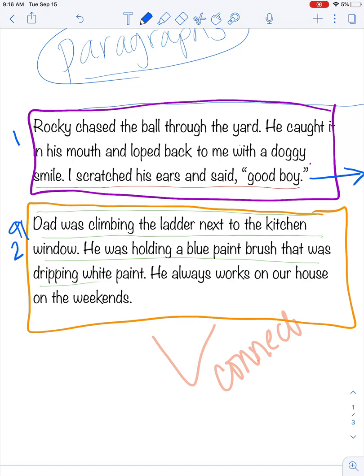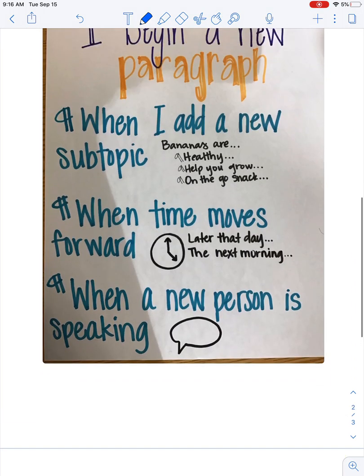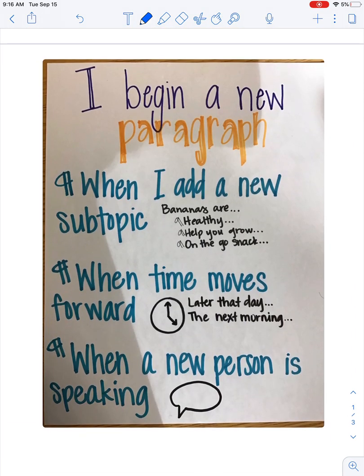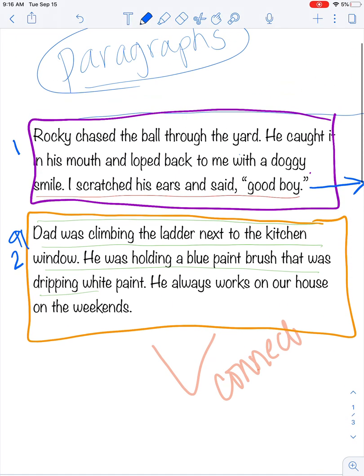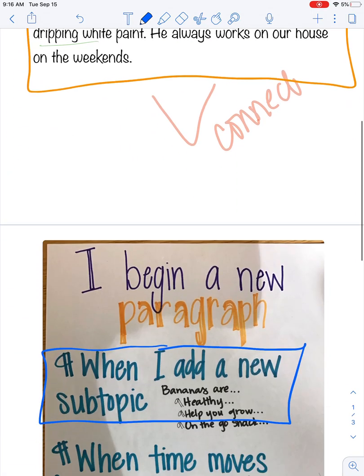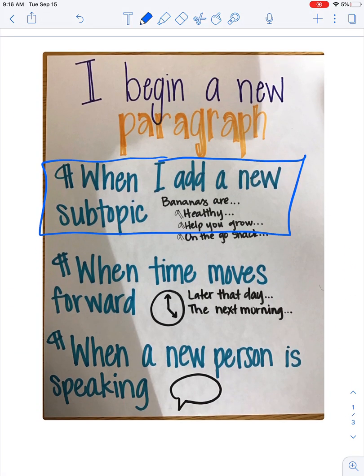Now, what are some other reasons I would do this? Well, I begin a new paragraph when I add a new topic. That's what we did in the paragraph up here. We noticed that we started talking about a new part of the story. So we moved our sentences down, even if we had leftover space, and we started writing the next part of the story.